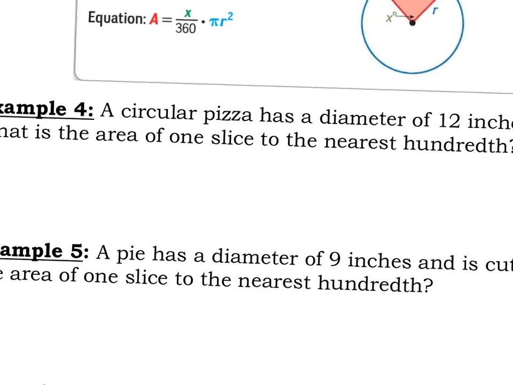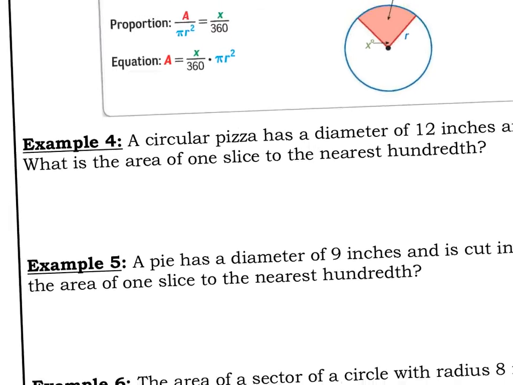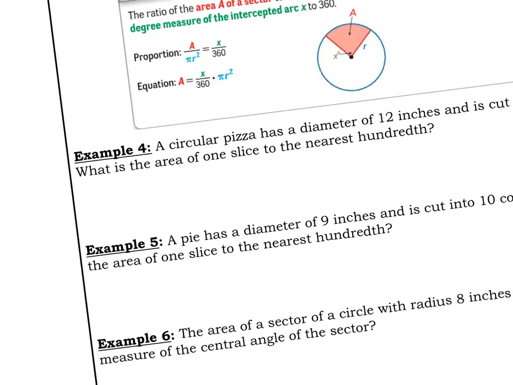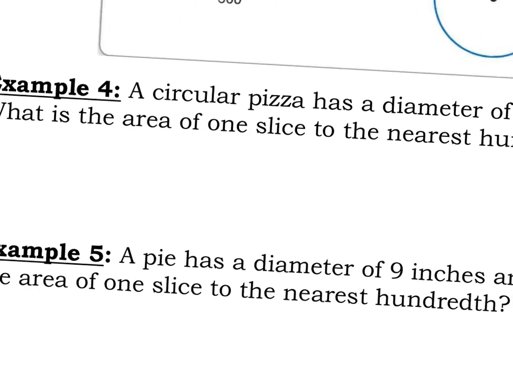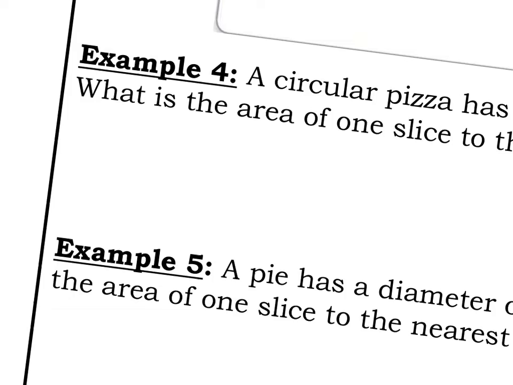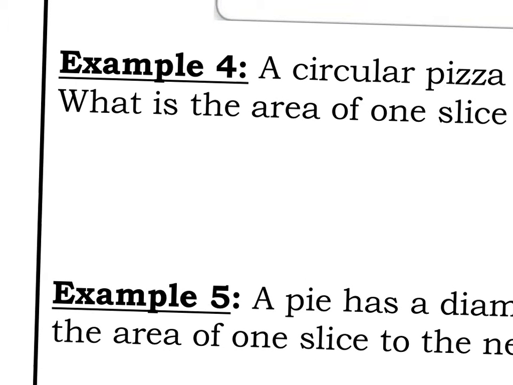So it starts off with the first example I have. A circular pizza has a diameter of 12 inches and is cut into 8 congruent slices. What's the area of one slice, to the nearest hundredth? So I'm going to round it to 2 decimal places. So start off with what you know. You know that the radius is 6 because it said diameter is 12.